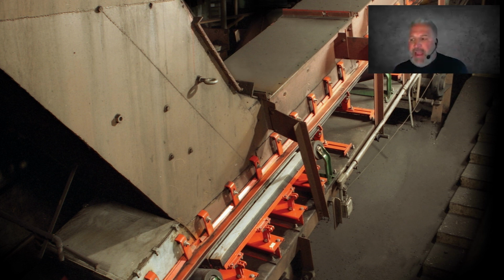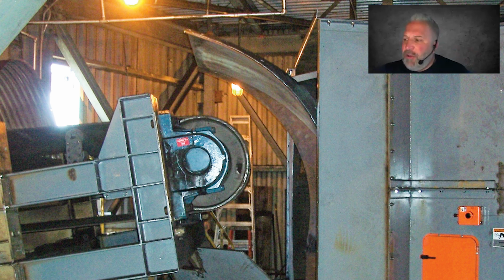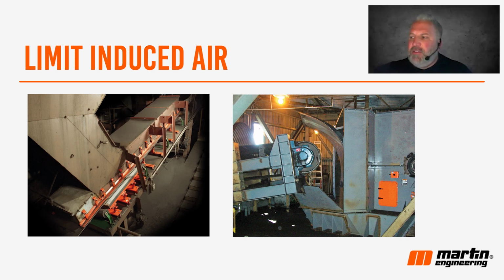In the photograph on the right, you can see they've installed a hood. So as that material comes off this head pulley, its trajectory is controlled, and the controlling of that trajectory limits the spreading of material, and that limits the material's ability to pull air in. So induced air can also be problematic. You need to pay attention to that as well. So that's our first engineered control to reduce dust at conveyors.